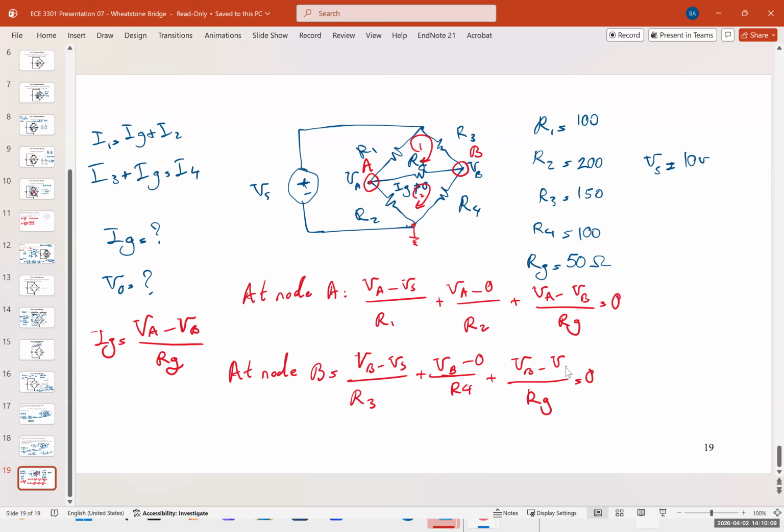To make it easier, I have assumed that all the currents are going into the nodes. Writing it that way will correct itself at the end, because if you have a negative current, it means the current is going in the other direction. Now, two other equations that we have: V out is VA minus VB. We can write it the other way as well, but again, if the voltage becomes negative, it means it's in the opposite direction. And IG is equal to VA minus VB over RG.